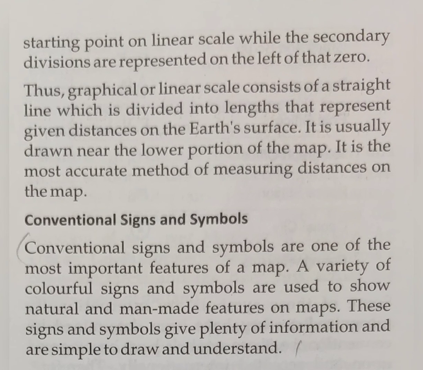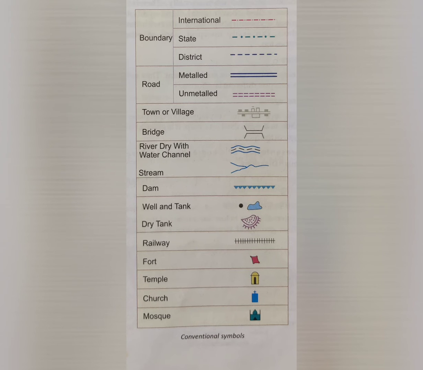Conventional signs and symbols. Conventional signs and symbols are one of the most important features of a map. A variety of colorful signs and symbols are used to show natural and man-made features on maps. These signs and symbols give plenty of information and maps with them are simple to draw and understand. Here is the diagram that shows the different types of boundaries: international boundaries with a red line, state with green, and district with a dashed blue line.